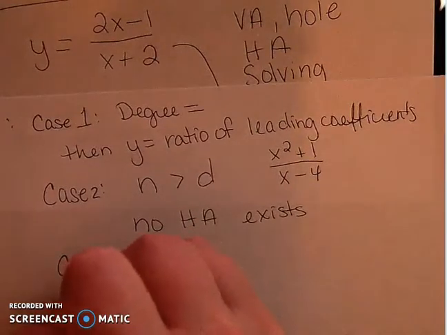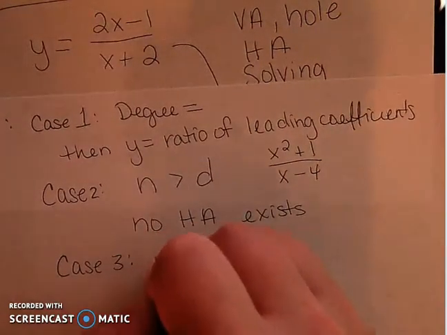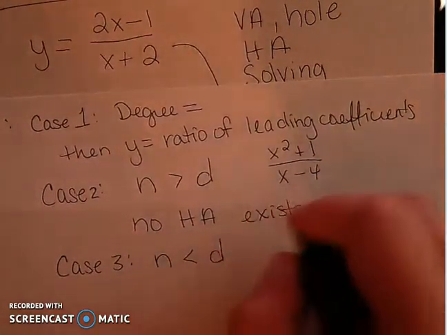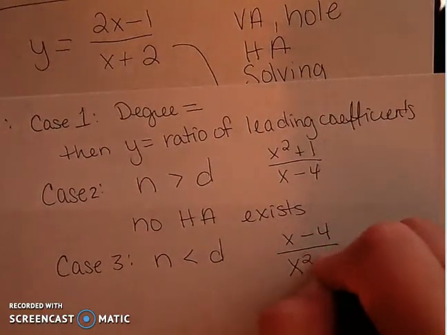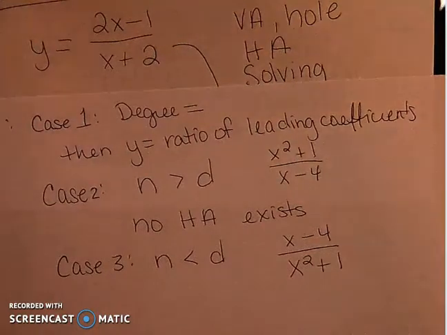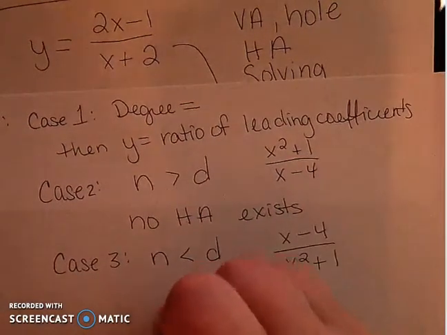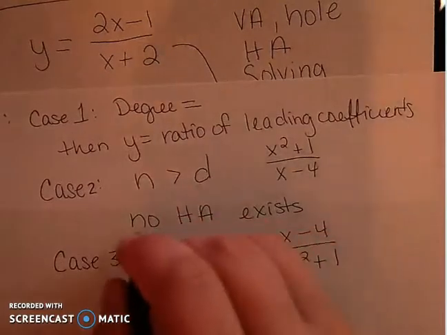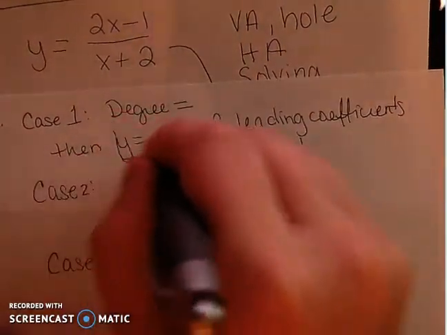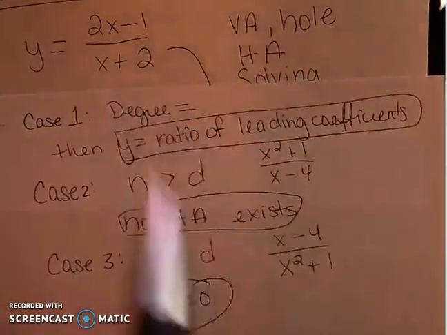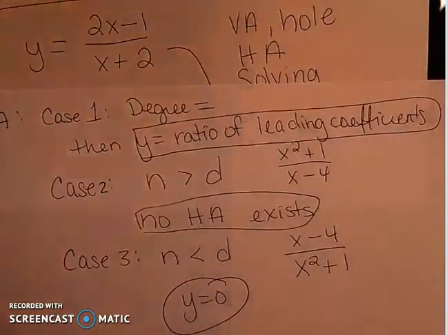Case number 3 is if the numerator is smaller than the denominator, or if we just flip these two. So (x minus 4) over (x squared plus 1). Here, no matter what we plug in for x, the bottom will always be bigger, creating a smaller and smaller fraction. So in that case, y will be 0. So there are your three cases: y equals the ratio of the leading coefficients, it doesn't exist, or 0.